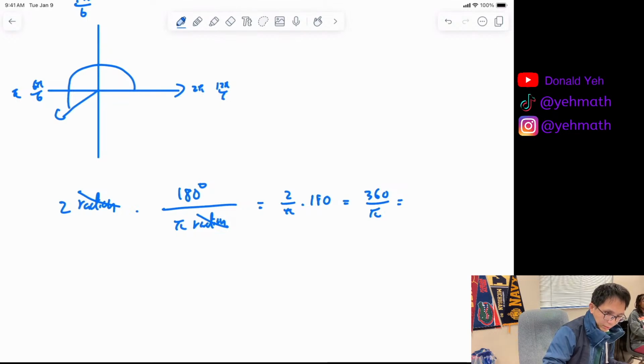115? No. 115 degrees? Okay. It's roughly 57.3 degrees, so times 2 is roughly 114.6 degrees.